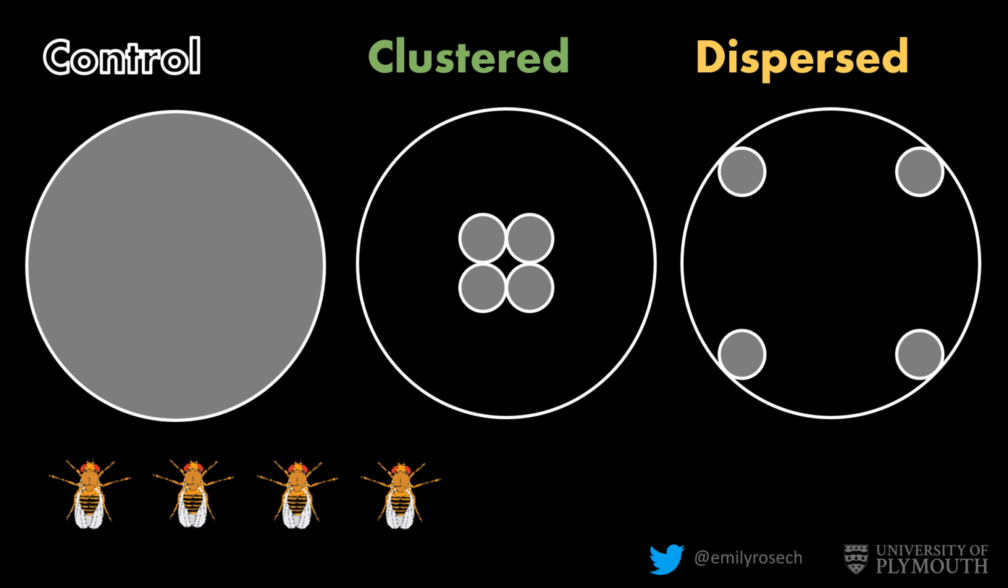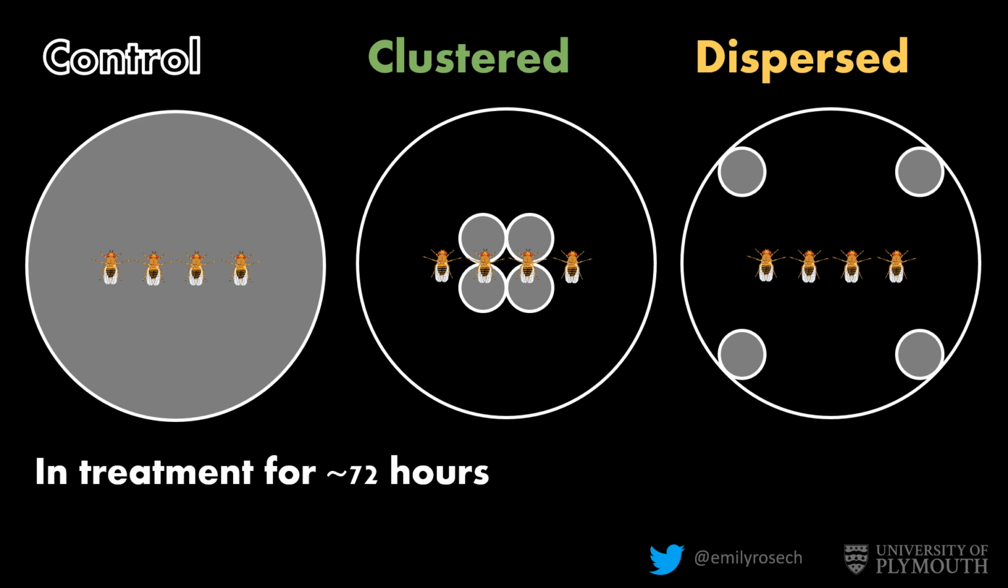To test this, we used three treatments: clustered and dispersed distributions of 4 different food patches, and a control, an even coverage of food. We added 4 males to each arena, and they remained in these treatments for 3 days.